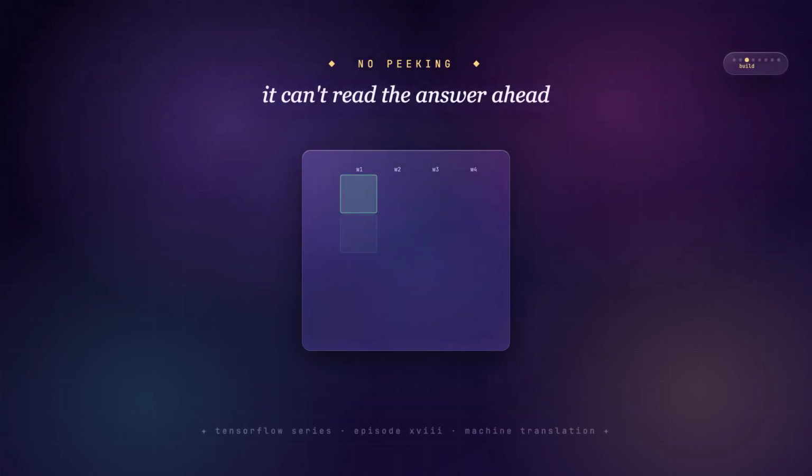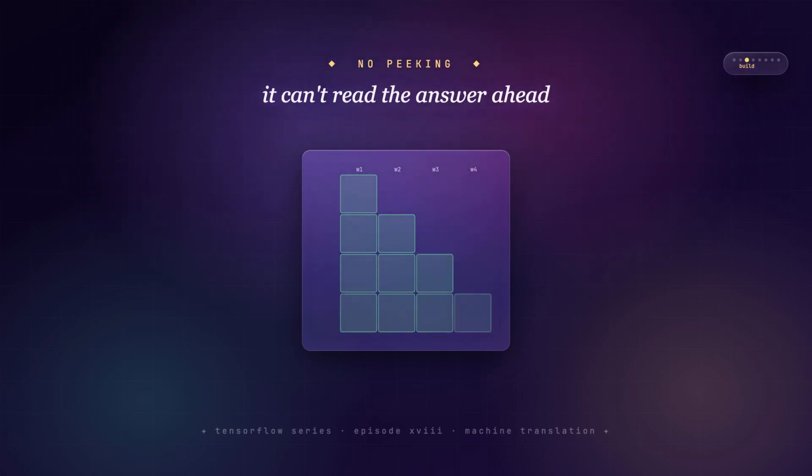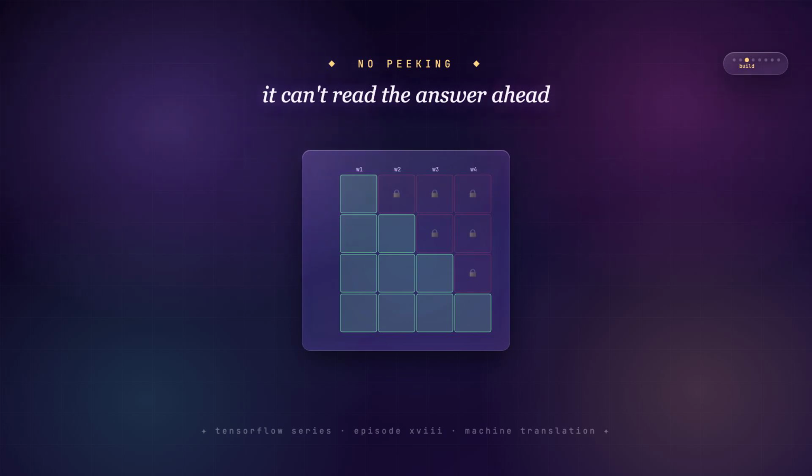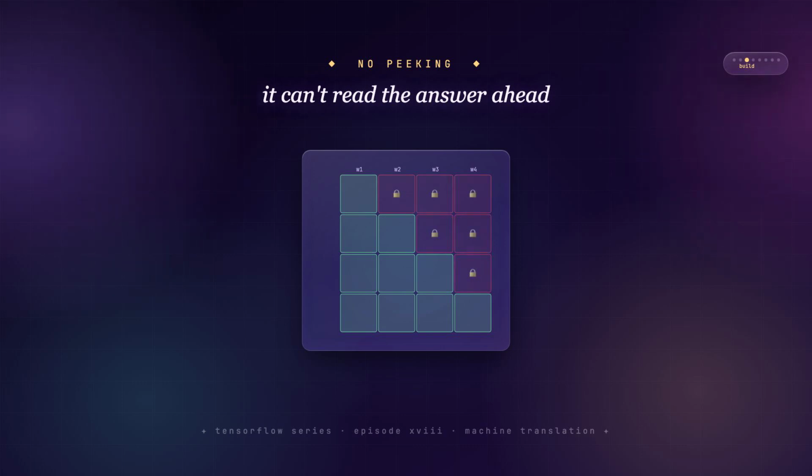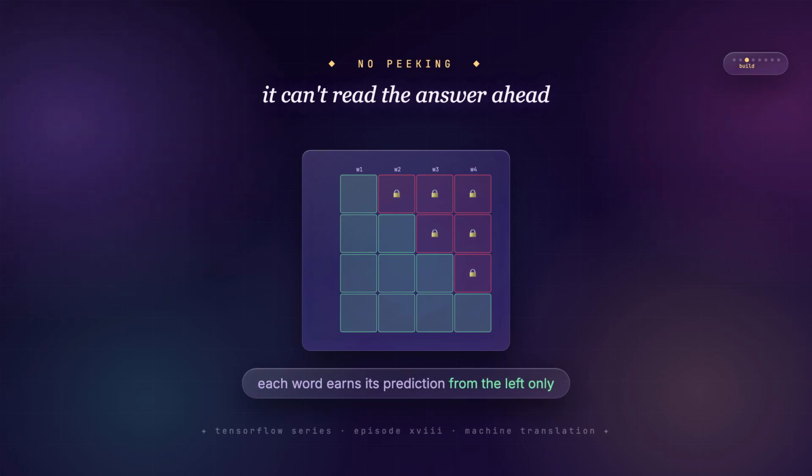But the decoder has to play fair. While it's learning to predict word 3, the real answer for word 3 is sitting right there in the training data. We can't let it peek. So we slap a causal mask on the decoder's self-attention. Each position can see the words before it, never the words after. It has to earn every prediction from the left, exactly the way it'll have to at inference time, when the future genuinely doesn't exist yet.